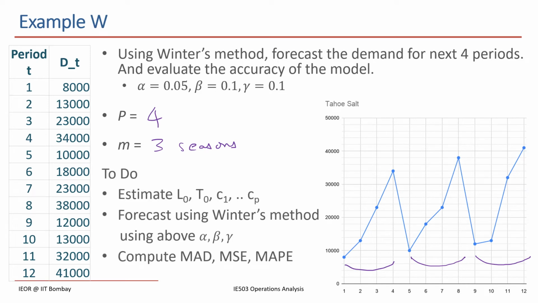Now we have to follow the 7-step process to estimate L0, T0 and C1 to Cp, and then we'll be using Winter's method using alpha, beta and gamma to do the forecast, and also we'll compute MAD, MSE and MAPE in this example. Let us go step by step in estimating L0, T0 and the seasonal factors.